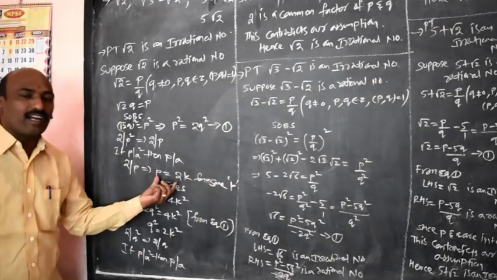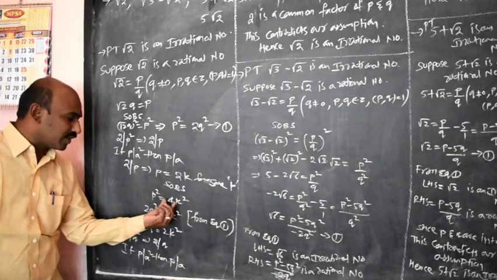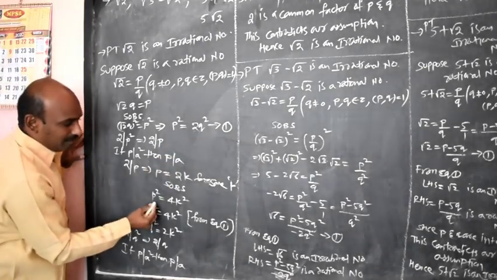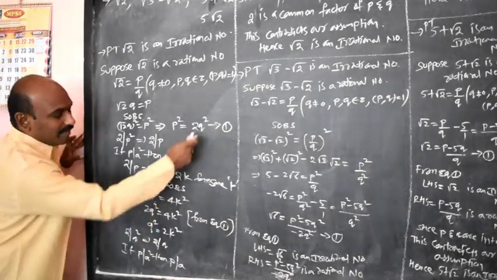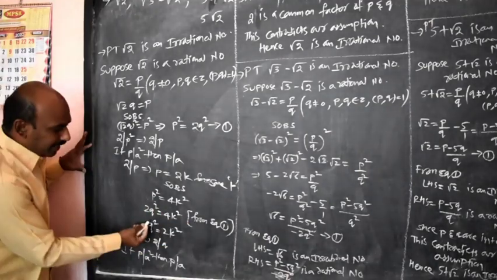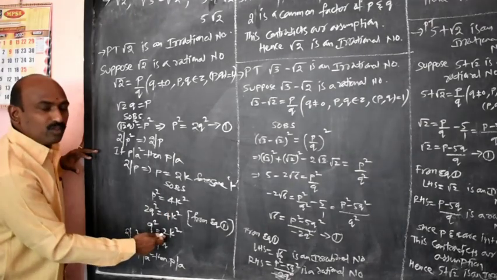Now again squaring on both sides, we get p square equal to 2k whole square, which is nothing but 4k square. Here p square we already wrote as 2q square from equation 1. We can replace p square with 2q square. Then we get 2q square equal to 4k square. Cancelling the common factor 2, we can write q square is 2 into k square.